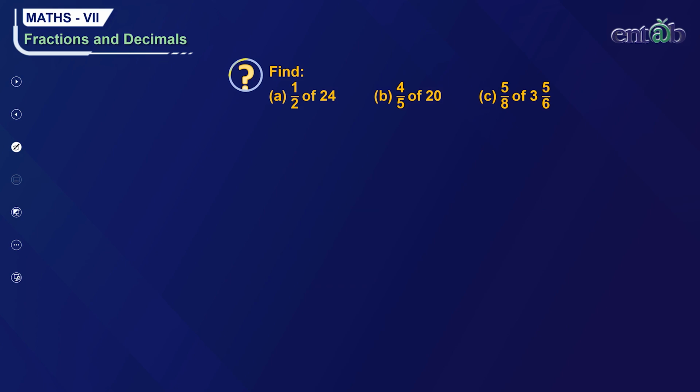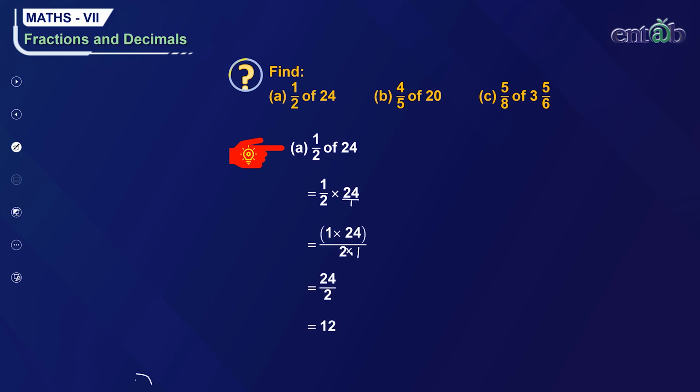Find 1 by 2 of 24, or in other words we can say find half of 24. Now of represents multiplication. So this can be written as 1 by 2 times 24. Here the numerator gets multiplied with numerator and the denominators also get multiplied because 24 can be written as 24 over 1 and 2 gets multiplied with 1. This further can be written as 1 times 24 is 24 and 2 times 1 is 2. So 24 by 2, which is equal to 12.